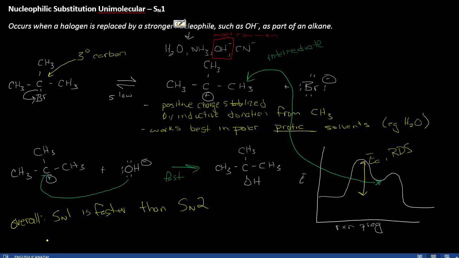Okay, so some overall takeaways. Sn1 is faster than an Sn2 mechanism. Okay, and a secondary carbon, as I've not covered it, can proceed by both the Sn1 or Sn2 mechanisms. Right, we would find evidence that both will have occurred.